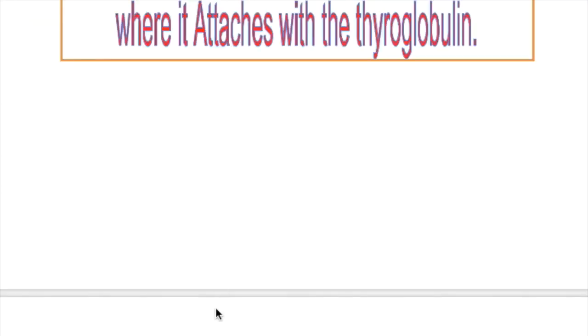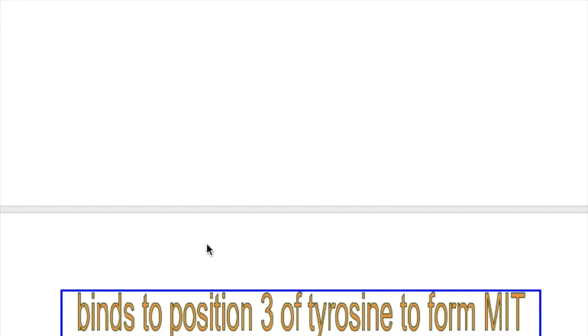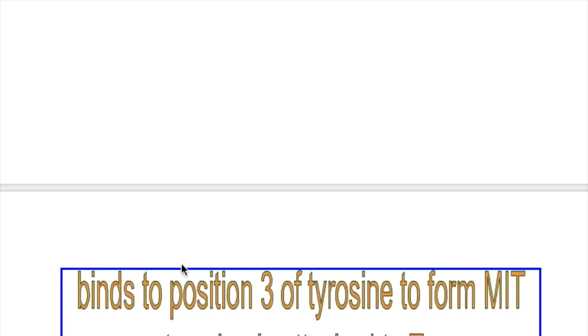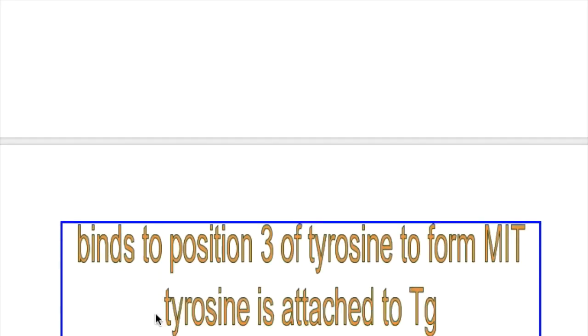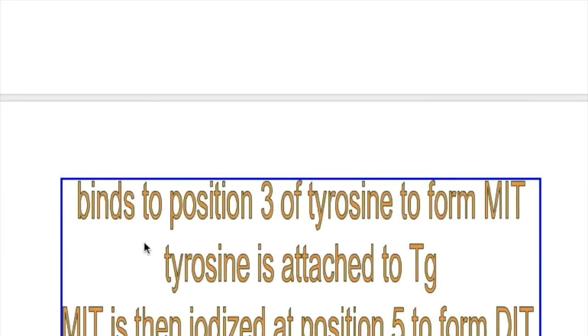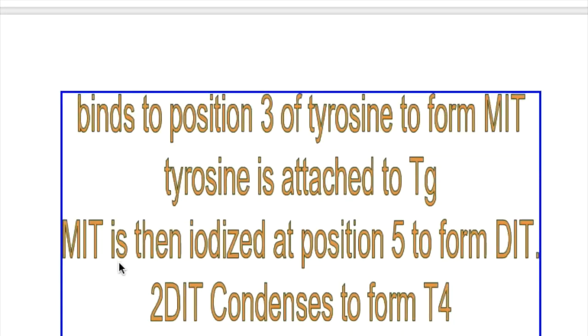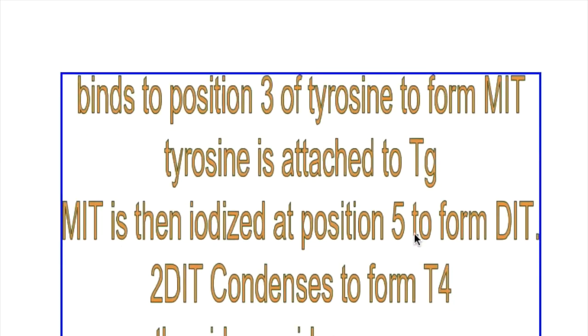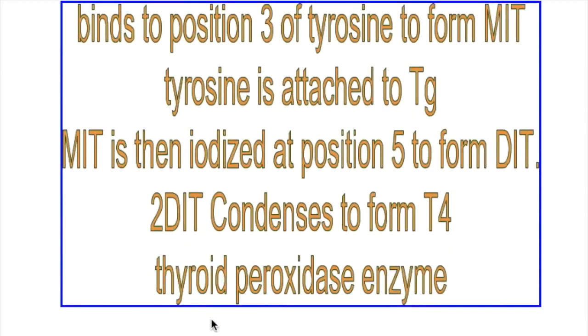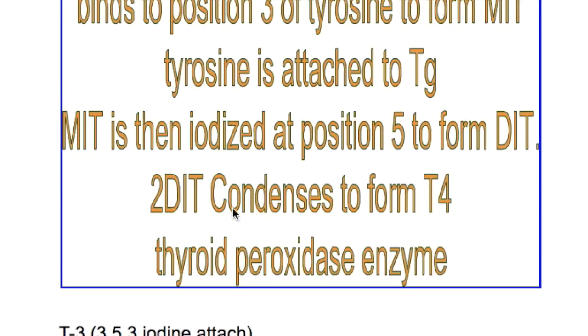Thyroglobulin and tyrosine are present inside the follicular lumen attached to each other. Then there is iodination of the tyrosine, so that iodine attaches with the tyrosine molecule. Where does it attach to the tyrosine molecule? Iodine binds to position 3 of the tyrosine to form monoiodotyrosine. It attaches to position 5 of tyrosine to form diiodotyrosine, and then the third iodine attaches to the 3 position of tyrosine to form T3 or triiodothyronine.